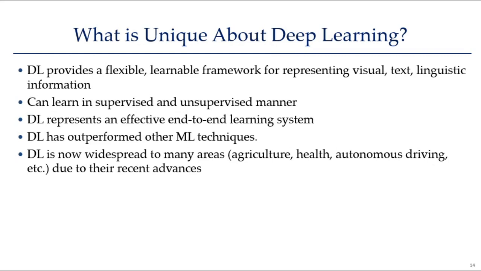Someone would ask, what is unique about deep learning? Deep learning provides a flexible learning framework for representing visual, text, and linguistic information. Deep learning can work in supervised and unsupervised manners. It's an end-to-end solution. Deep learning recently has outperformed other machine learning algorithms and techniques. Deep learning is currently spread into many areas in agriculture, health, autonomous vehicles, and so on, due to its recent advances.